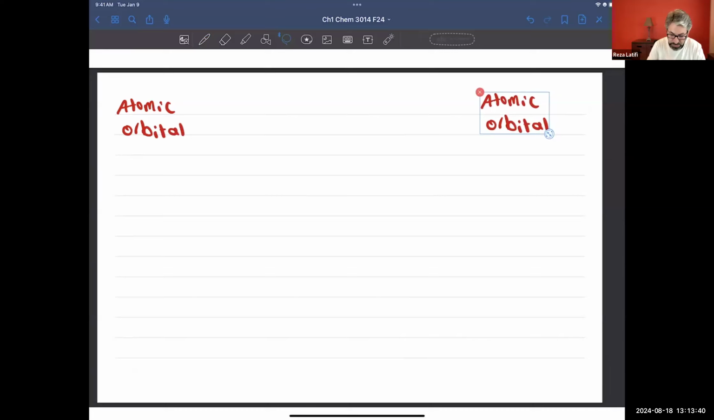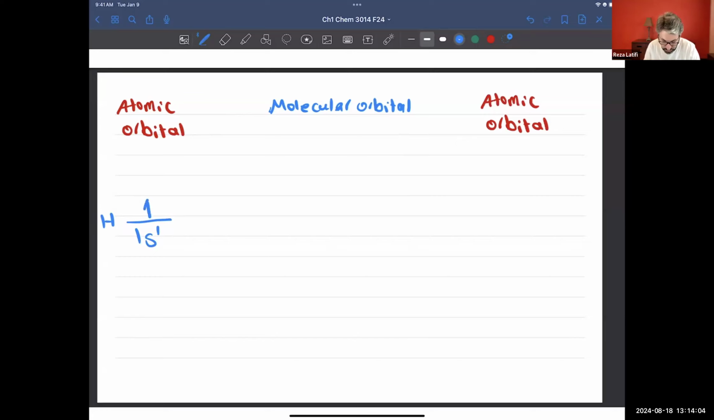Okay, and in the middle, say molecular orbital. Okay, cool. Now we have two hydrogens. Any hydrogen has one s orbital, so one s orbital with one electron. Show that electron here. And another one is going to have the same level of energy.